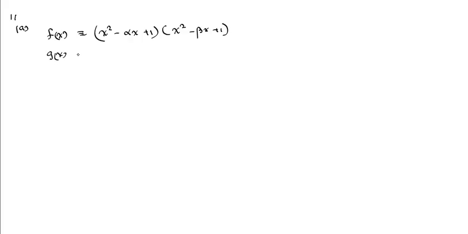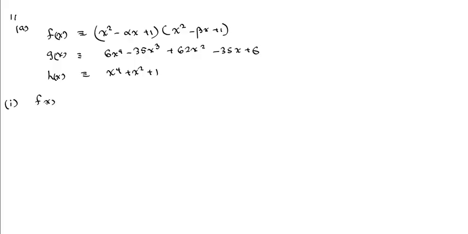Then g(x), they are giving this as 6x to the power 4 minus 35x to the power 3 plus 62x to the power 2 minus 35x plus 6. Then h(x) they are giving as x to the power 4 plus x to the power 2 plus 1. Then they are asking you Roman 1: if both f(x) equals 0 and g(x) equals 0 have the same roots, show that the quadratic equation with alpha and beta as its roots is given by 6x to the power 2 minus 35x plus 50 equals 0.